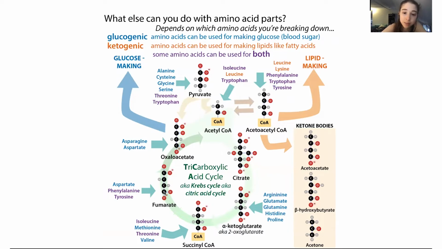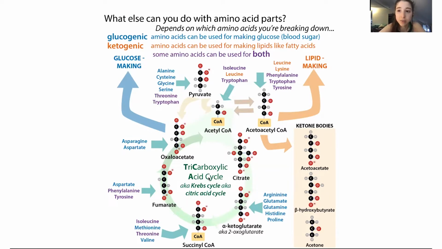But the bigger payoff also comes when you take the products you ended up with and put them through the TCA, the tricarboxylic acid cycle, sometimes called the Krebs cycle or citric acid cycle. You can see that isoleucine can be used to make acetyl-CoA, which can also be used to make ketone bodies and lipids. It can also make succinyl-CoA, which can then be used to make oxaloacetate and make glucose. Those are for making things from them, except the ketone bodies can be used as an energy source as well.